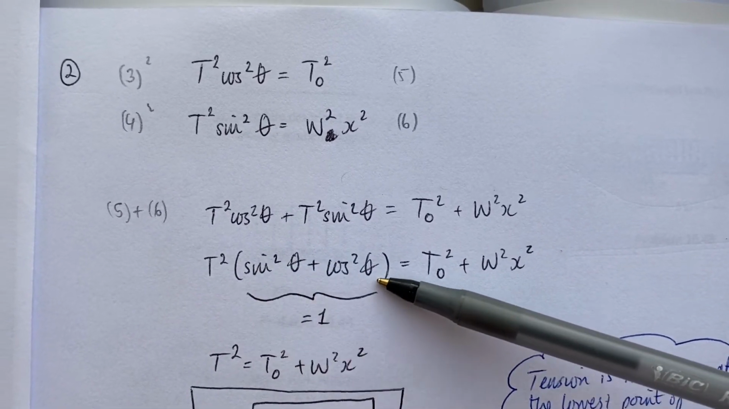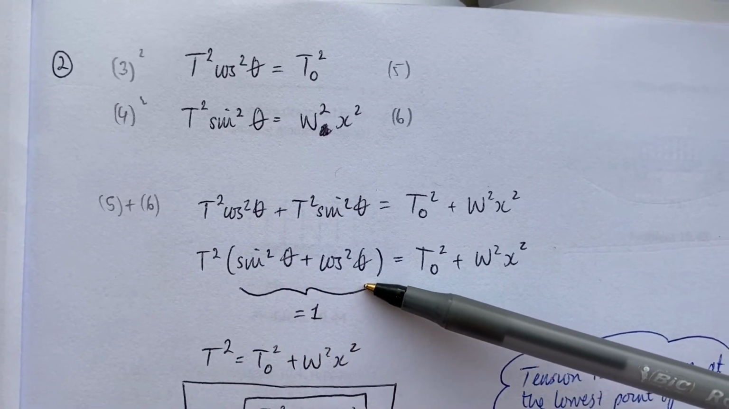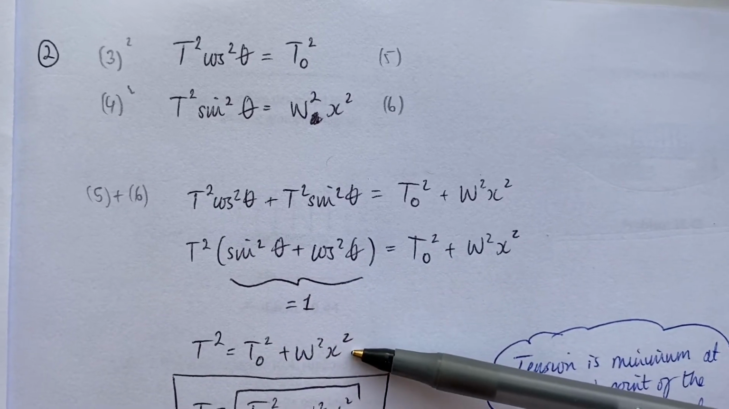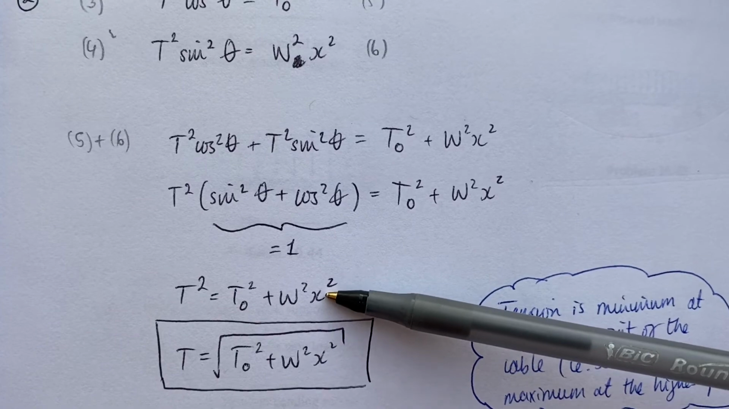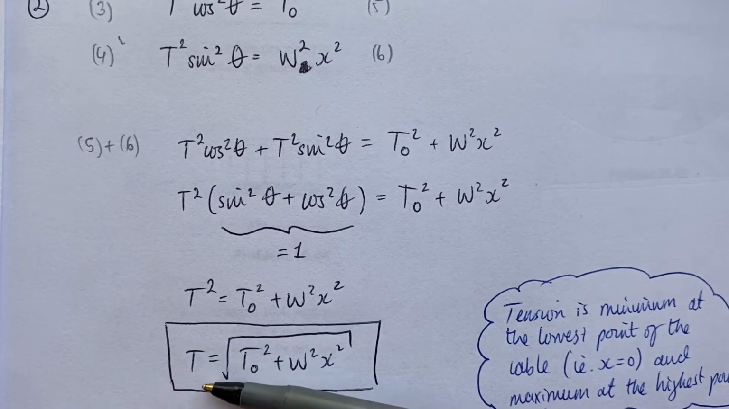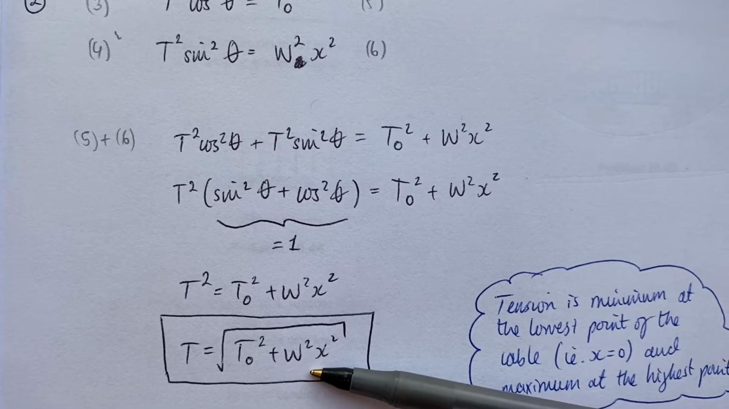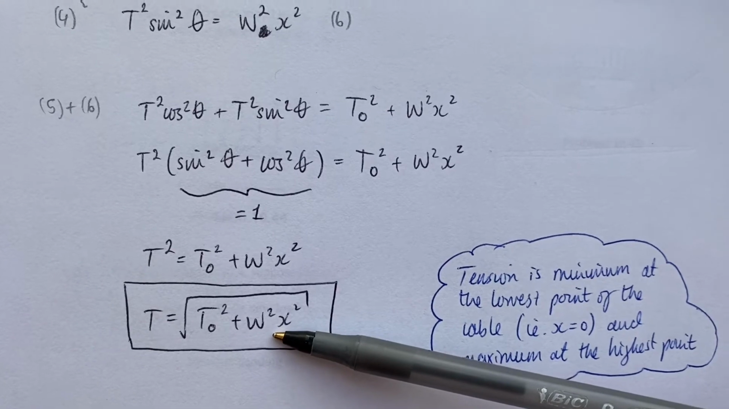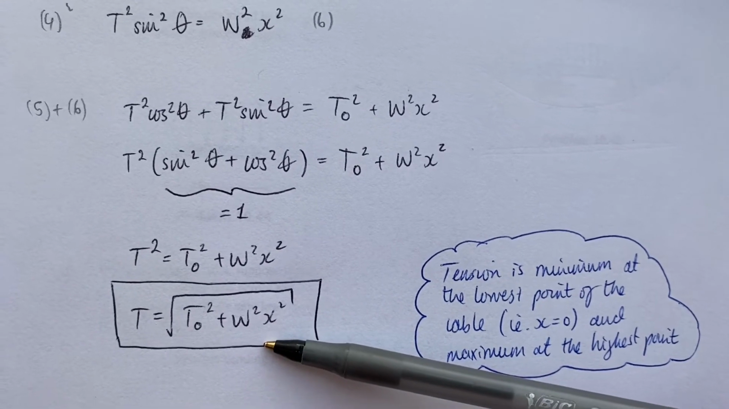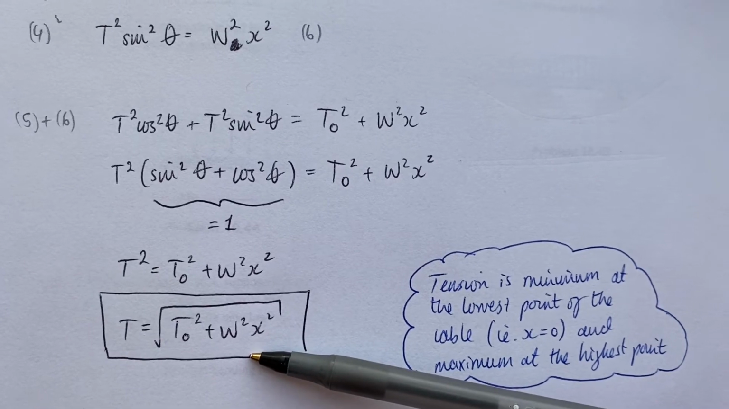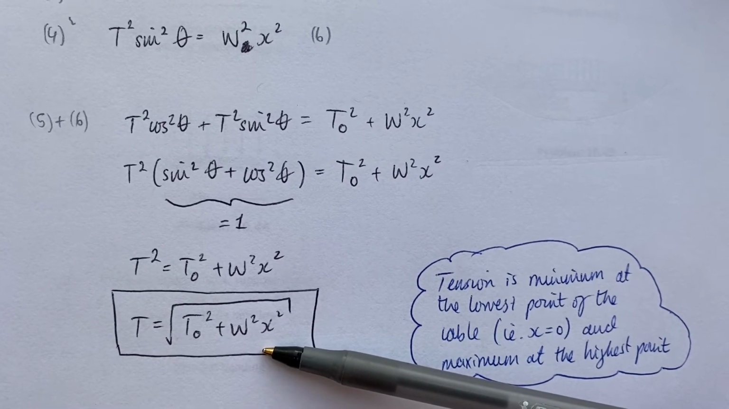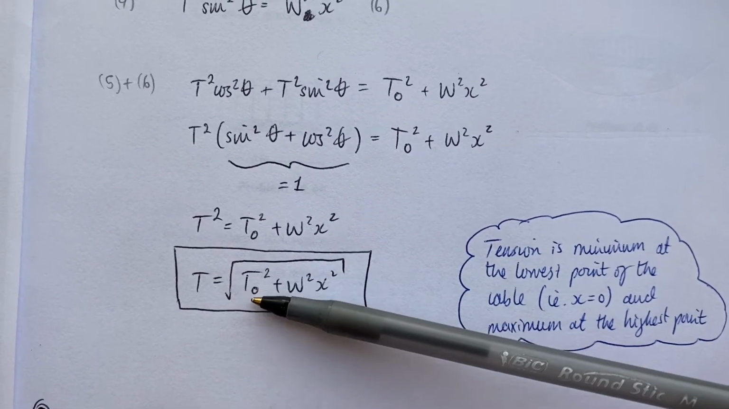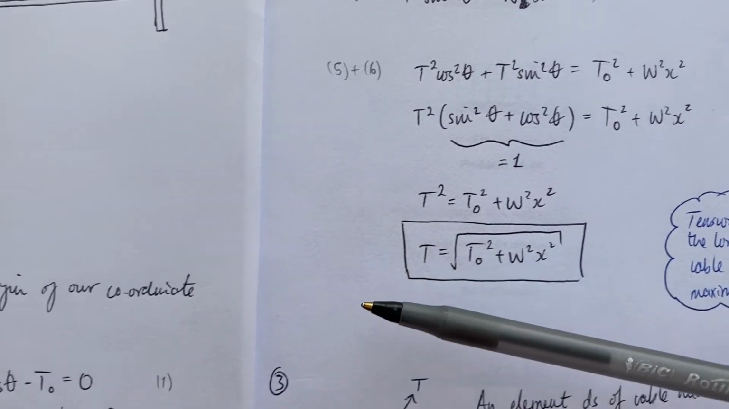and you'll recognize with the trigonometric identities that sine squared theta plus cos squared theta is 1. So I get this. And I've just taken square roots of both sides to get an equation for the tension T. So this tells me that the tension in the cable is minimum at the lowest point of the cable, right? So where x equals 0. So when x equals 0, this term is 0, and I just get the square root of t0 squared, which is just t0, right? Which is what we said over here.